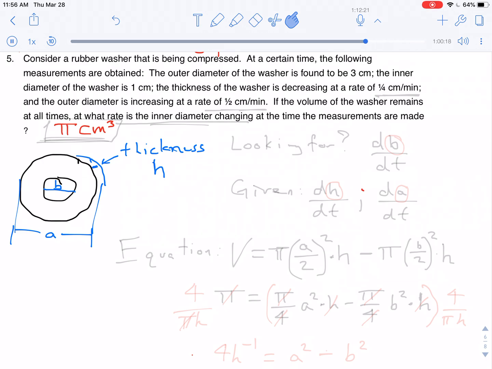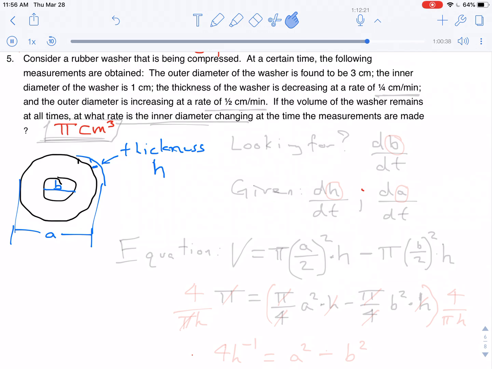But as I squash this thing, my A is actually going to increase. So it is a rubber washer. It's going to move. Our volume is staying the same, pi centimeters cubed. So this matter needs to go somewhere. All right, so let's do it. Hopefully we understand what I'm talking about.